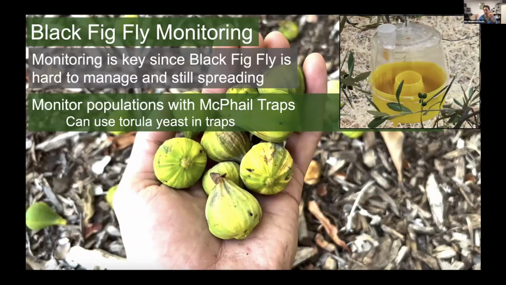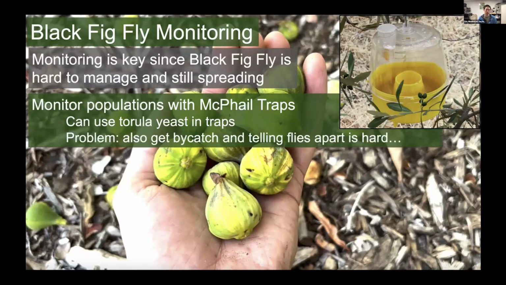Little hole in the bottom, they fly in, they get caught inside of it, and you can see what's happening. You can bait them with Torula yeast, which is attractive to the black fig fly, but is also attractive to a lot of other flies. So that's kind of problematic because you get a lot of bycatch, and telling the flies apart is hard because black fig flies just look like little black flies. So that's a little bit difficult, but you will catch black fig flies this way.